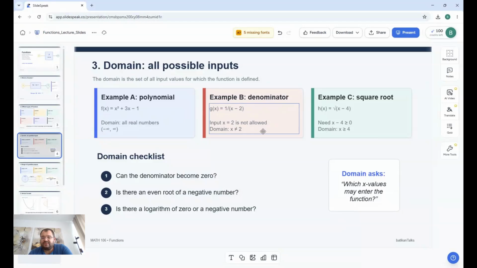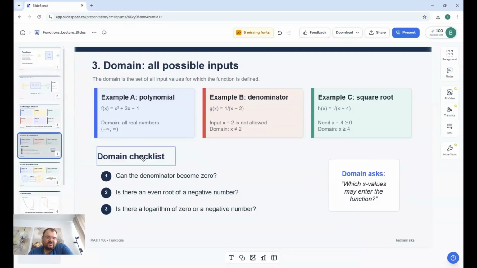For the square root, in example C, the inside of the square root cannot be negative. It can be 0, but it cannot be negative. You cannot give any number smaller than 4 to the inside. You can give 4 and it will become 0, and you can give any values greater than 4. That's why the domain is starting from 4 going up to plus infinity.